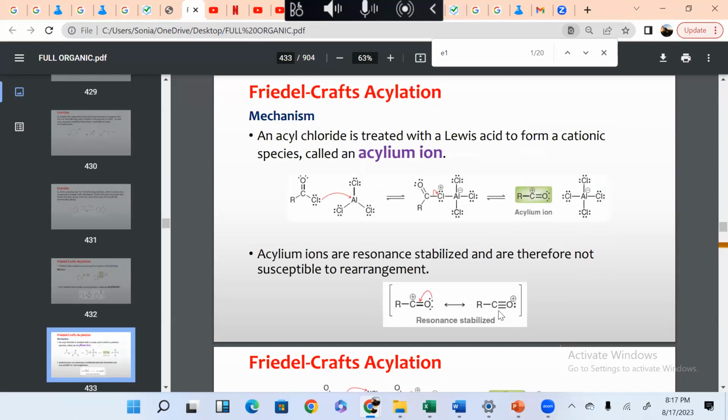Usually acyl chloride is treated with a Lewis acid to form a cationic species called an acylium ion. So here is our Lewis acid, aluminium chloride, and here it's being treated with this group, and you form your acylium ion. This acylium ion is resonance stabilized because of these lone pairs of electrons, so they are therefore not susceptible to rearrangement.